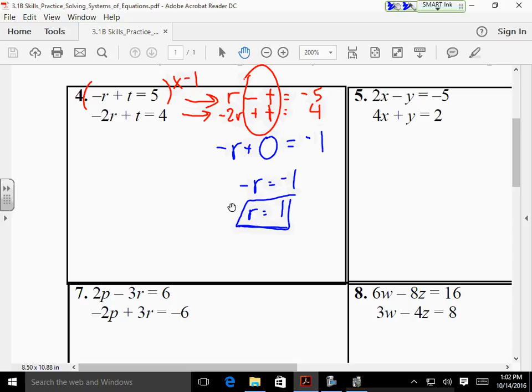Unless one is a lot easier than the other, don't beat yourself up trying to figure out which one to use. -1 plus t equals 5. Add 1 to both sides. T was 6. Good job. So that's what we got the other way also, right?